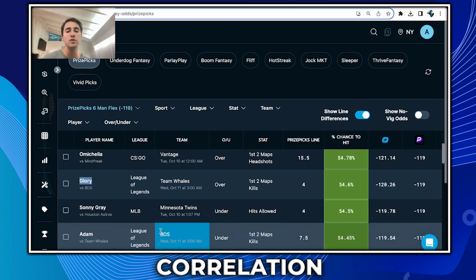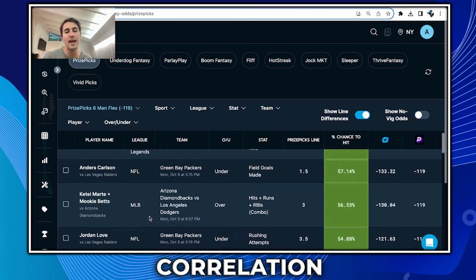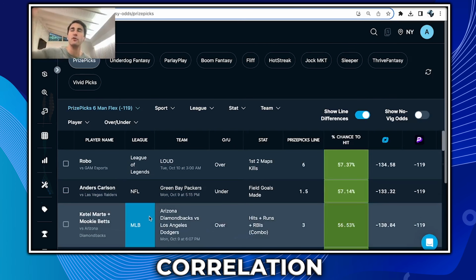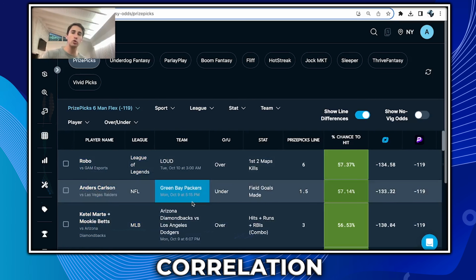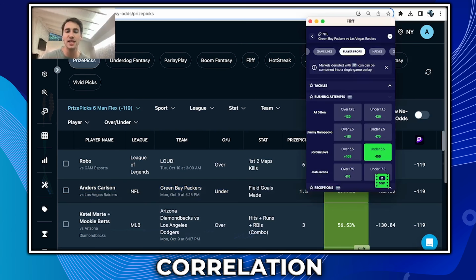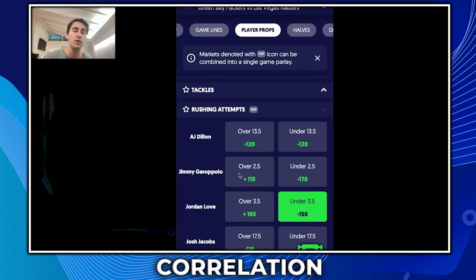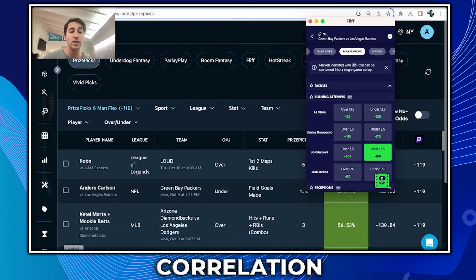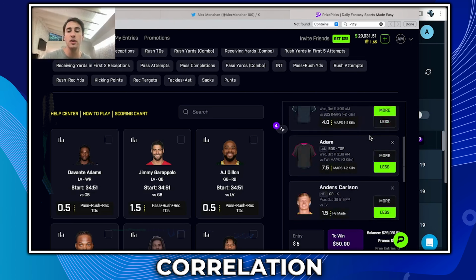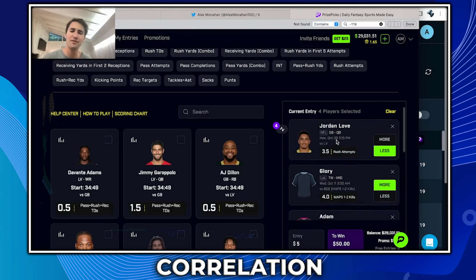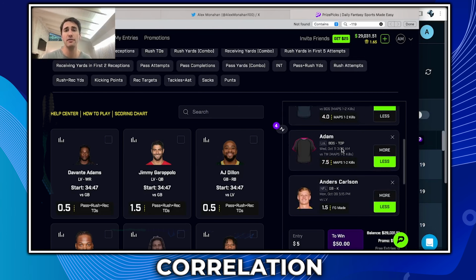So I kind of use this optimizer. I look for plays in the same game that are positively correlated, and that's a way that you can increase your ROI on PrizePicks using the ODS Jam Fantasy Optimizer. This tool is a great starting point. It scans the entire market and shows you, hey, Jordan Love is heavily favored to go under 3.5 rushing attempts, so that's a really good pick on PrizePicks, which is why I have it selected, right? But what it's not going to do is show you correlation, so you can look through and find plays ideally that are positively correlated.